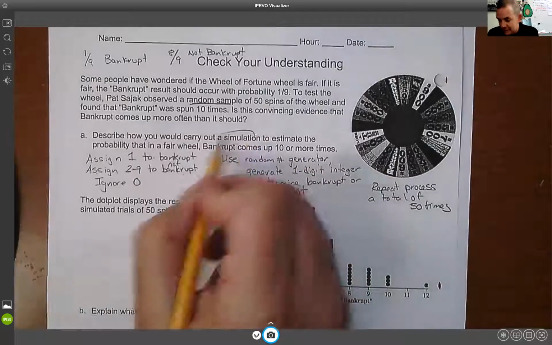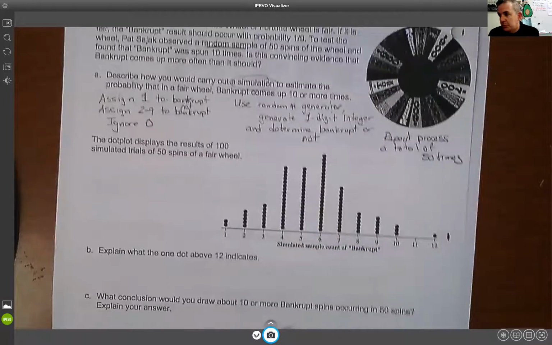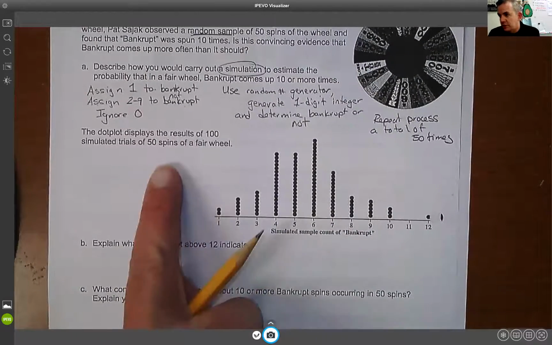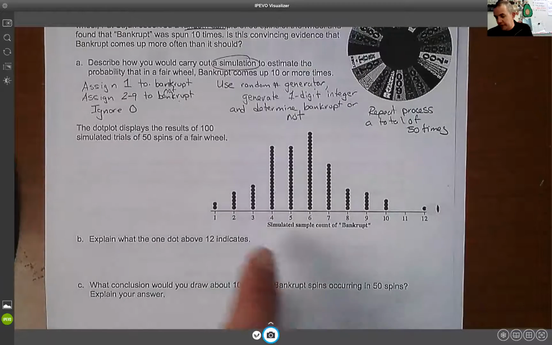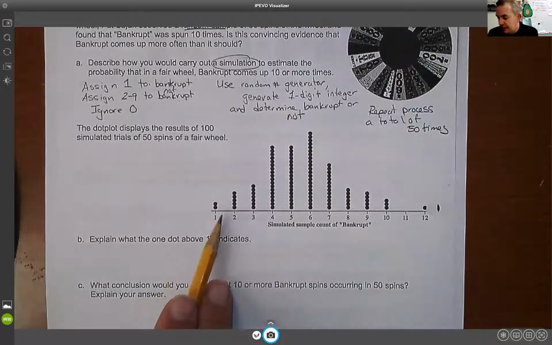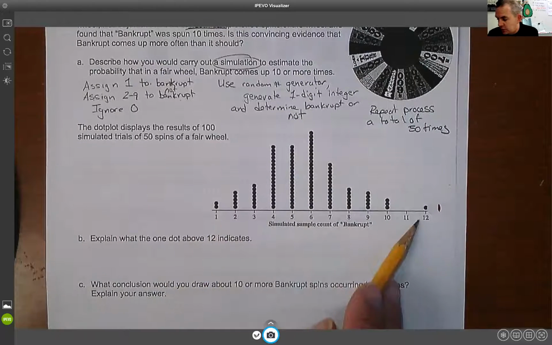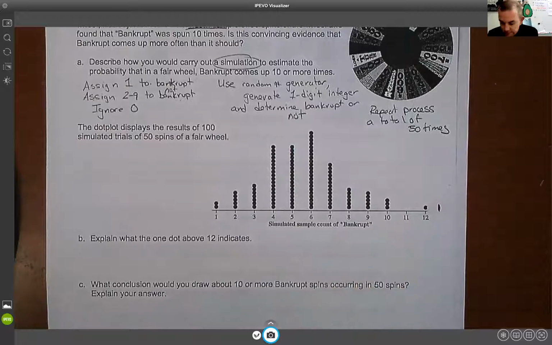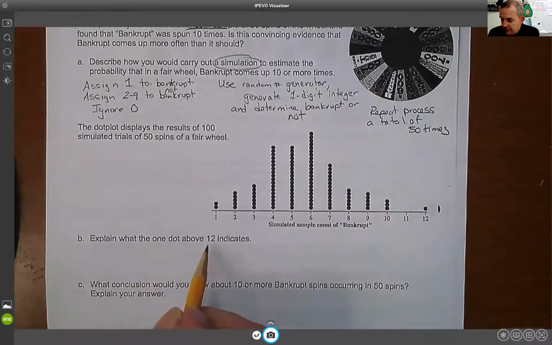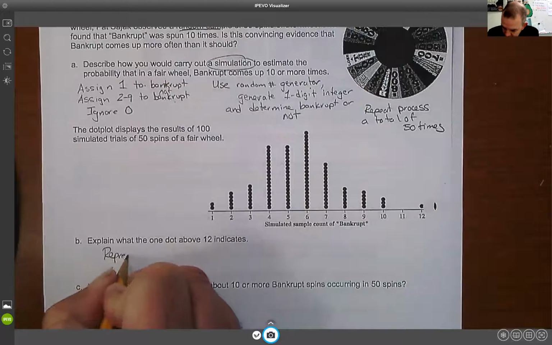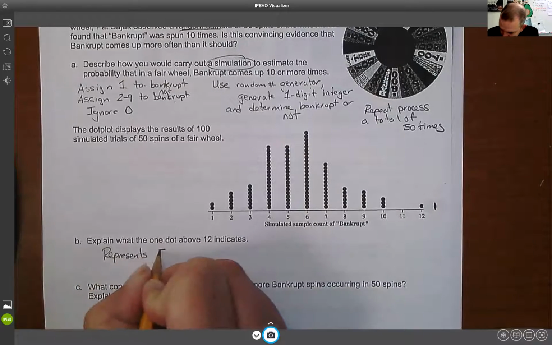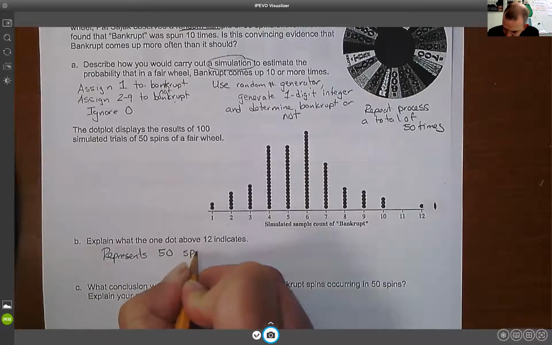So again, I'm doing a simulation. So what I did below is I did 100 simulated trials of 50 spins on a fair wheel. So if you look down below, this would be 100 different times of spinning the wheel 50 times. And then counting how many bankrupts I got, anywhere from 1 to 12 out here. So what one of the dots above the 12 means is that represents 50 spins of the wheel.